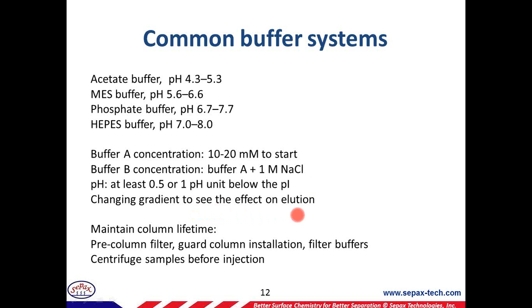You can change the gradient to see the effect on the elution and modify the parameters. We'll talk about those later. Also, when you select a column, it's really important to pay attention to maintaining column lifetime. Installing a pre-column filter and guard column is important to remove particulates or non-specifically binding proteins. Also filter the buffers so no particulates are left in them, and centrifuge the samples before injection. These are the necessary steps to really extend the column lifetime.